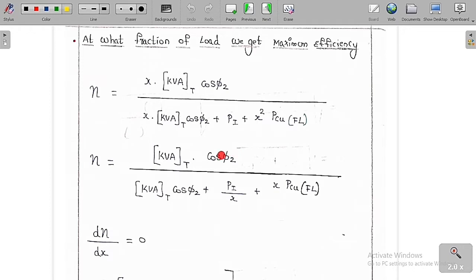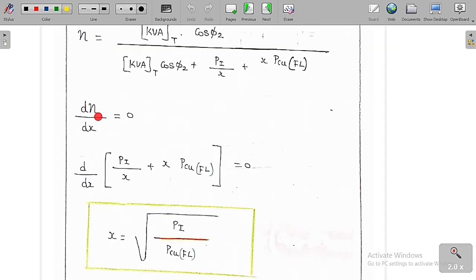Now I am going to divide the numerator and denominator by the value of X. If I do the division by X on the numerator and denominator, I get this equation: efficiency is equal to kVA rating of transformer into cos phi 2 by kVA rating of transformer into cos phi 2 plus iron loss by X plus X into copper loss in per unit. Definitely, if you want to find the maximum efficiency for a particular value of fraction of load, then the derivative at that point should be equal to 0. So d efficiency by dX is equal to 0, meaning the derivative of the function at the maximum point should always be equal to 0.